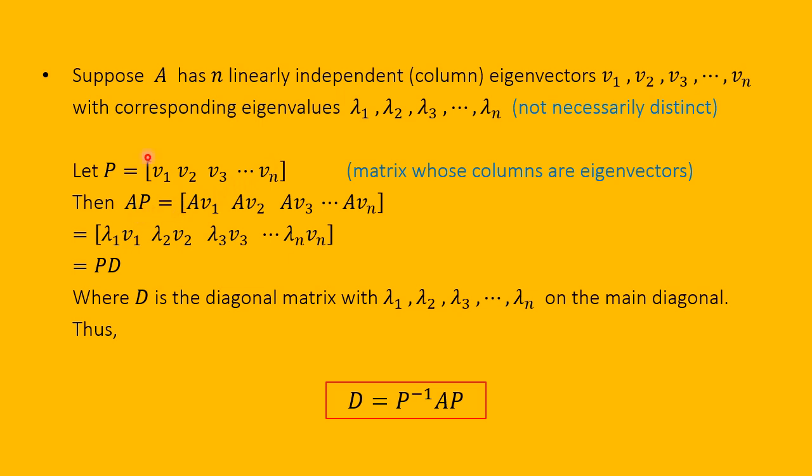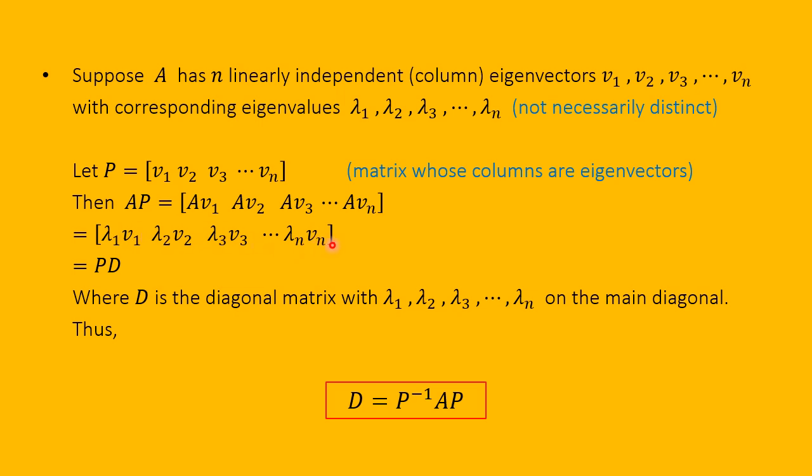Then let's look at the matrix A times this matrix P that has the eigenvectors in it. A times P is the matrix whose first column is A times v1, the second column A times v2, all the way through the last column, which is A times vn. But let's remember that v1 is an eigenvector with eigenvalue lambda sub 1. So this first column A times v1 is just lambda sub 1 times v1. Similarly, the second column is lambda sub 2 v2, all the way through the last column, which is the scalar lambda sub n times the vector v sub n.